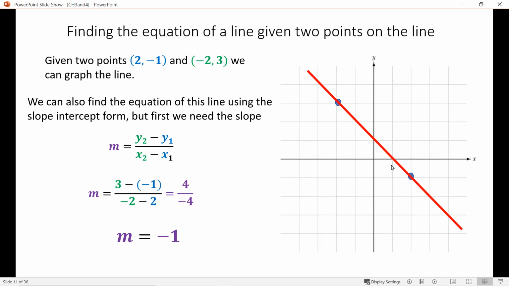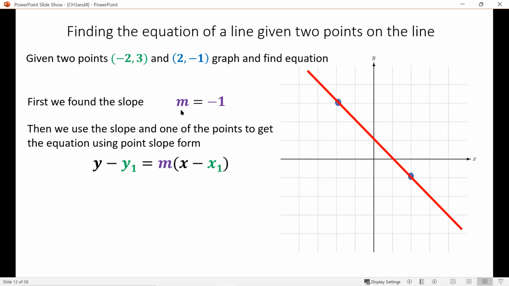And you can see from the slope of the line, we're going down by 1 every time we move to the right 1. So that's a -1 slope. Once we know that our slope is -1, we can just use either of our points, but we only need one of our points, and it has to be just 1 point, to use slope or point slope form.